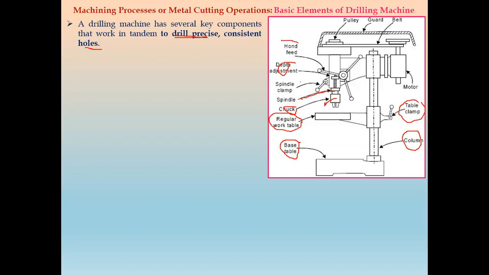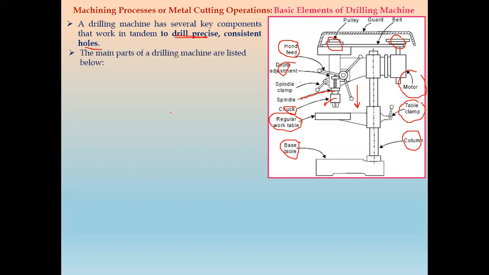Next we have the hand feed. The feeding of this drill tool against the workpiece is done by using this hand wheel. Then we have a motor, which runs the spindle and drill bit. This motor transmits power to the spindle by means of a belt and pulley system, or sometimes a gear drive can be used for variable speed transmission.